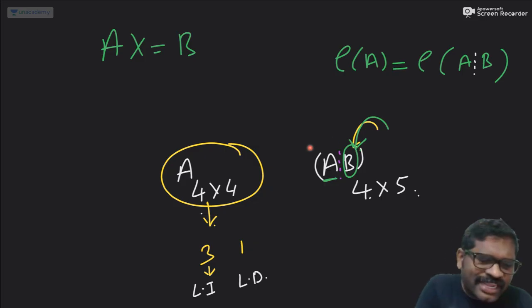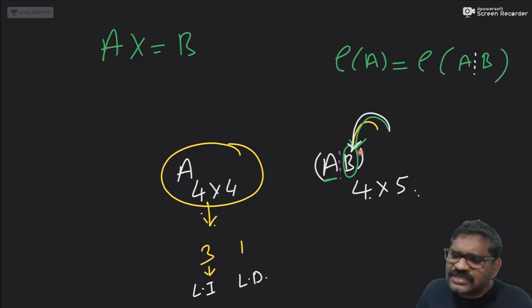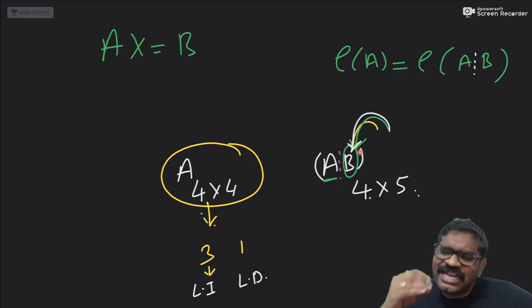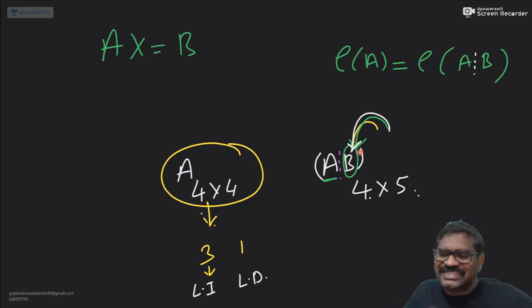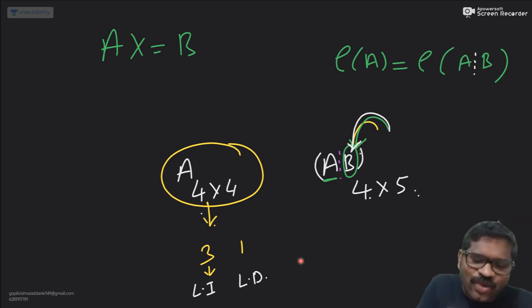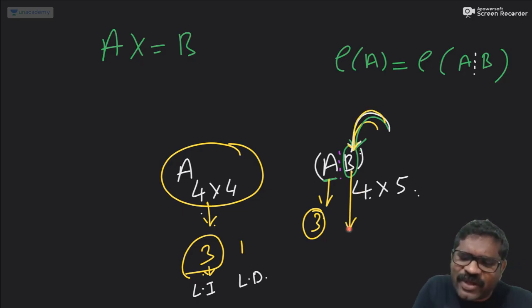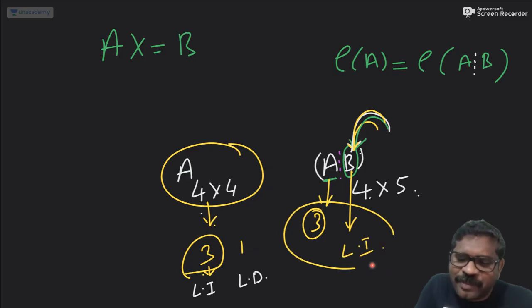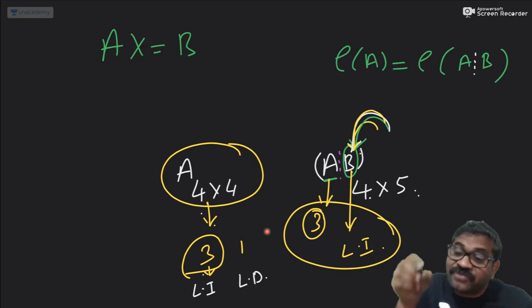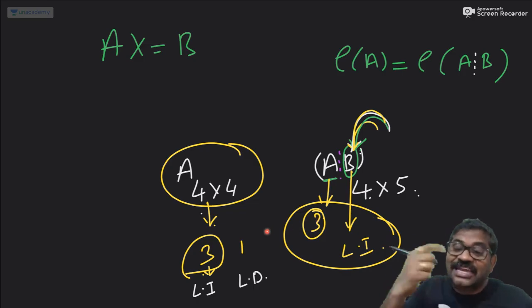Suppose that vector is an independent vector, then compulsorily the rank of AB increases or not? It increases, because already in A you have 3 independent vectors. If this fourth column, whatever extra column you have, is an independent vector, then the number of independent vectors increases. If the number of independent vectors increases, the rank increases compared to A.